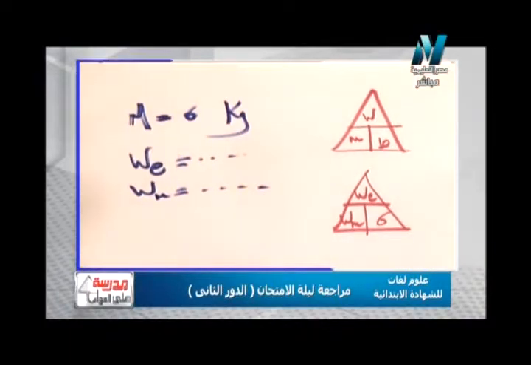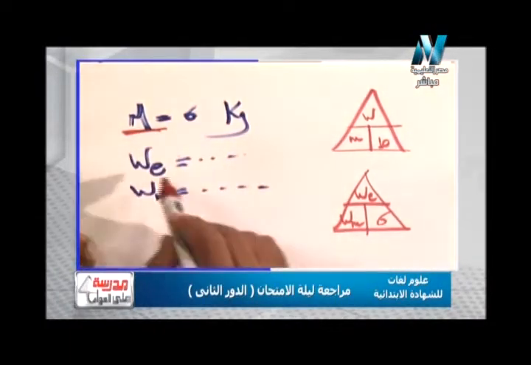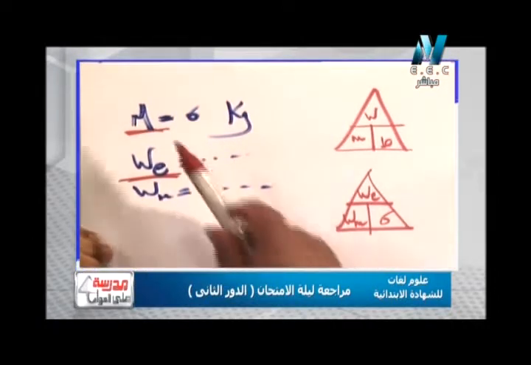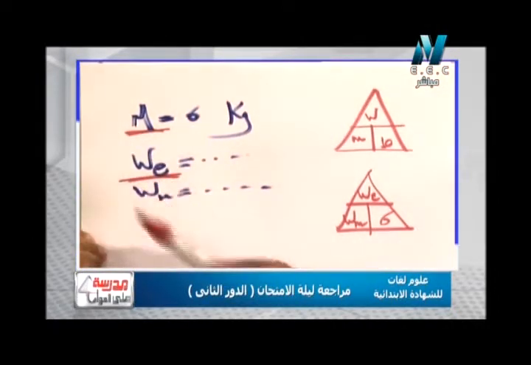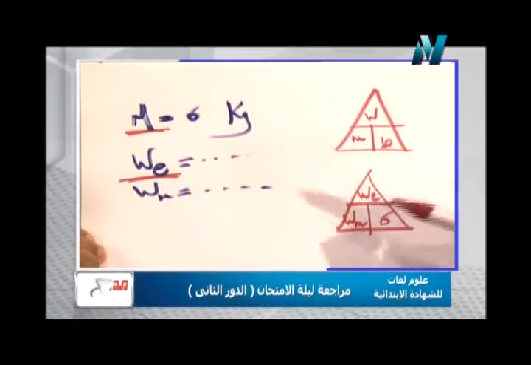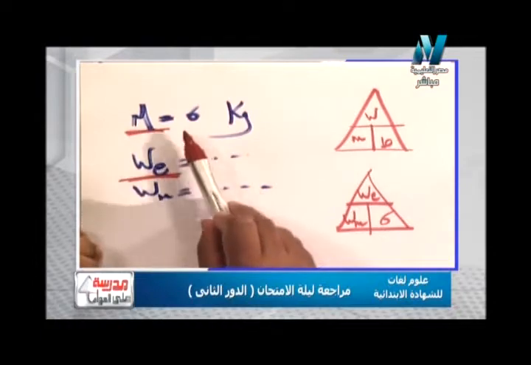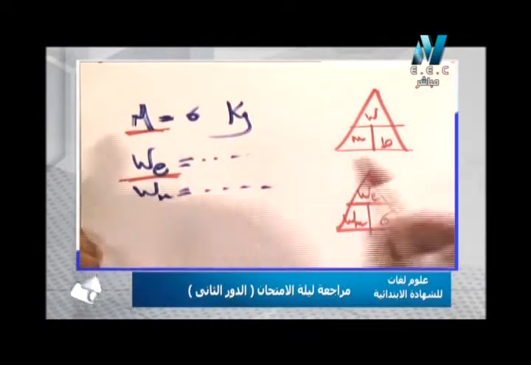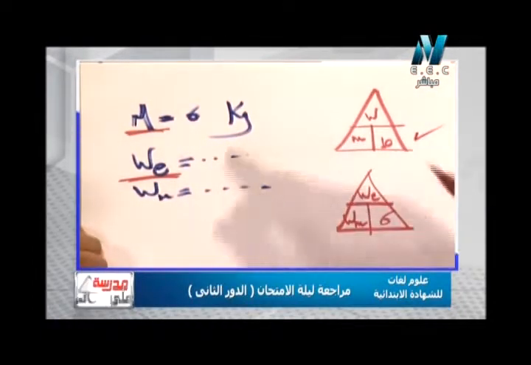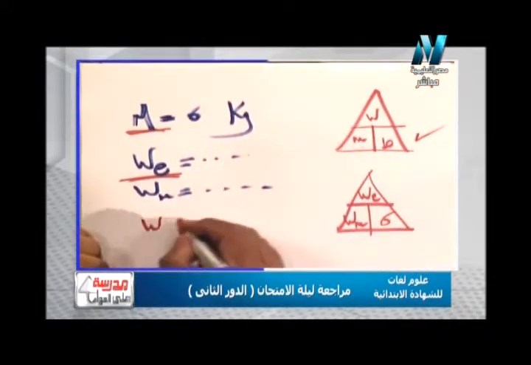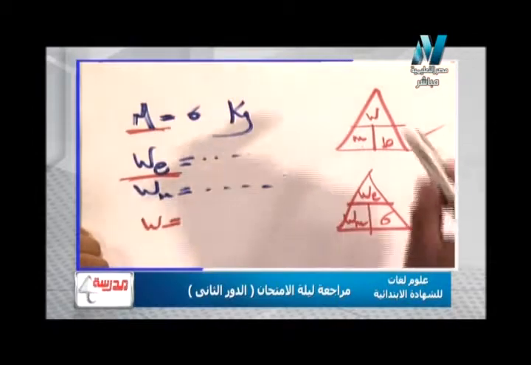Here I have mass, and I want weight on the Earth. I look at what I have and what is required of me: I have mass and I need weight. So which triangle will I use, weight and mass or weight and weight? I have mass and I need weight, so surely I will use this triangle. Why? Because here I have mass and here is the weight. So the weight equals what? I put my finger on the weight.